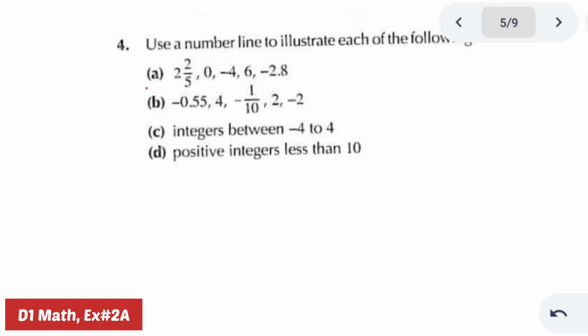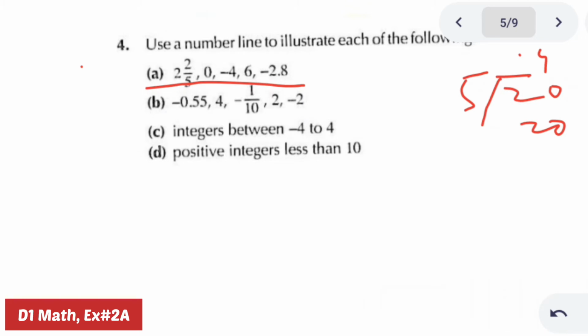Now in the fourth question we have to use a number line to illustrate each of the following. The first part of this question is that we have the numbers, and we have to put them on the number line. First of all we have to convert this 2/5 into a decimal number, so 5 4s are 20, so this number is actually 2.4.